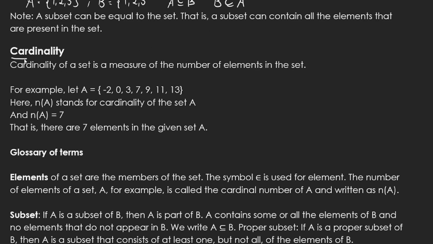Next, we have cardinality, which is just a fancy way of saying how many elements are in the set. So what you want here are finite sets, meaning countable sets. We have set A, which has all of these numbers. Then we have a notation. So the number of elements in A is how many? 1, 2, 3, 4, 5, 6, 7. So there are 7 elements in the given set A.